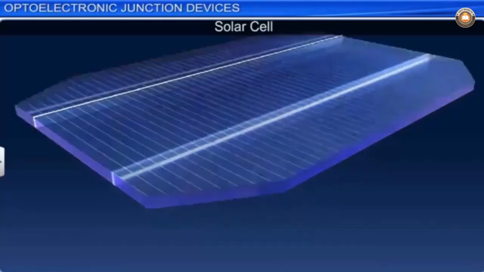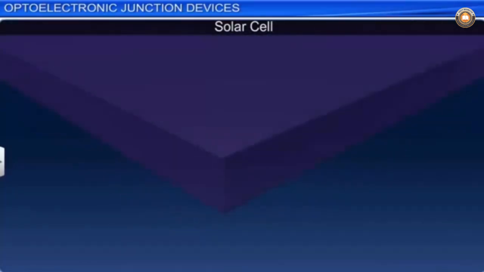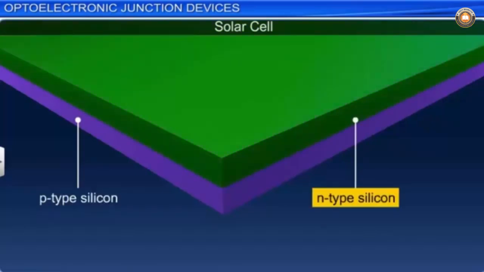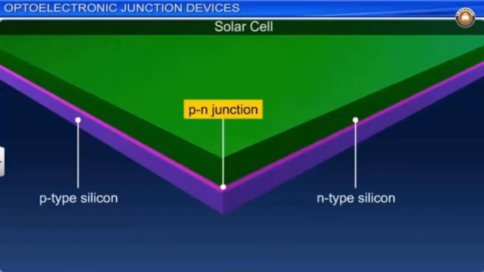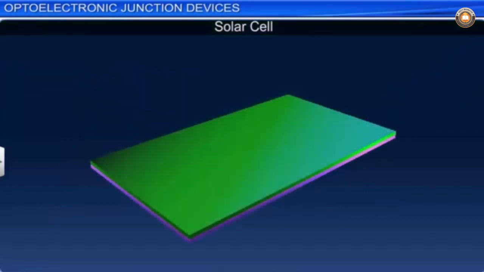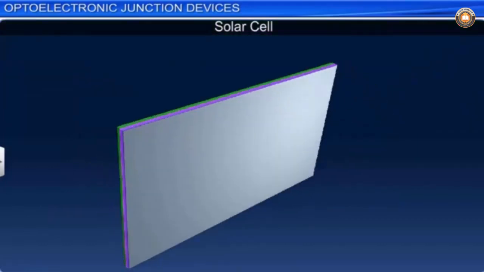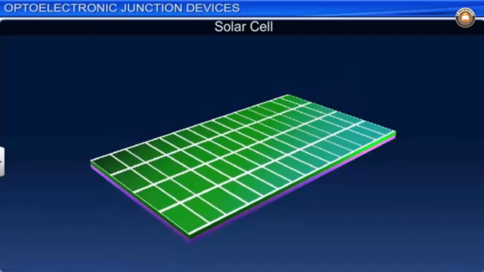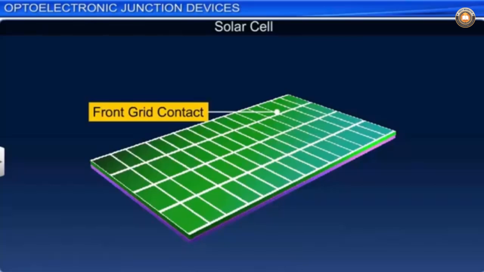A solar cell consists of a thin, flat wafer of p-type semiconductor on which a very thin layer of n-type semiconductor is grown to create a p-n junction with a large surface area. The back of the p side is coated with a metal to form a metallic back contact. The top of the n side is provided with a metallic grid contact that covers only a small percentage of the total exposed area of the cell.